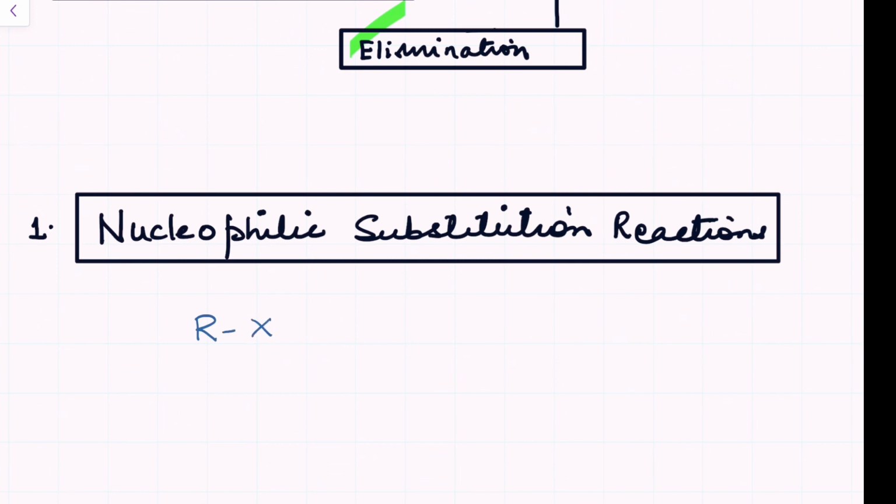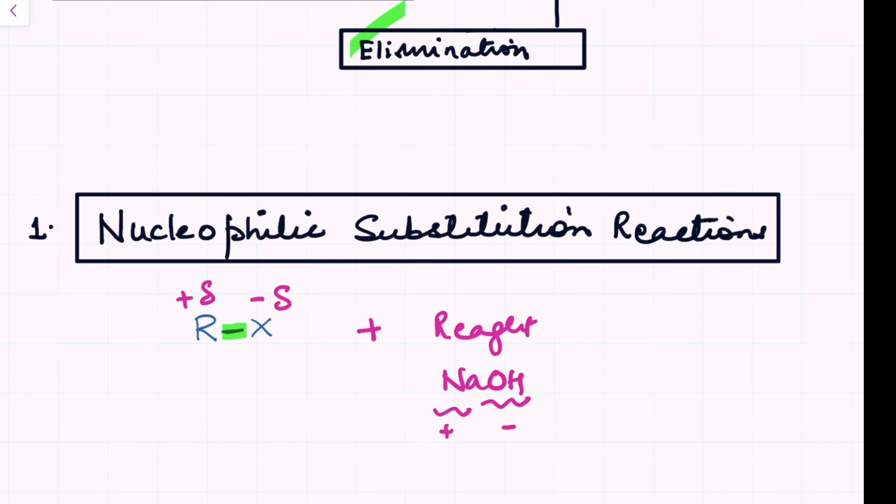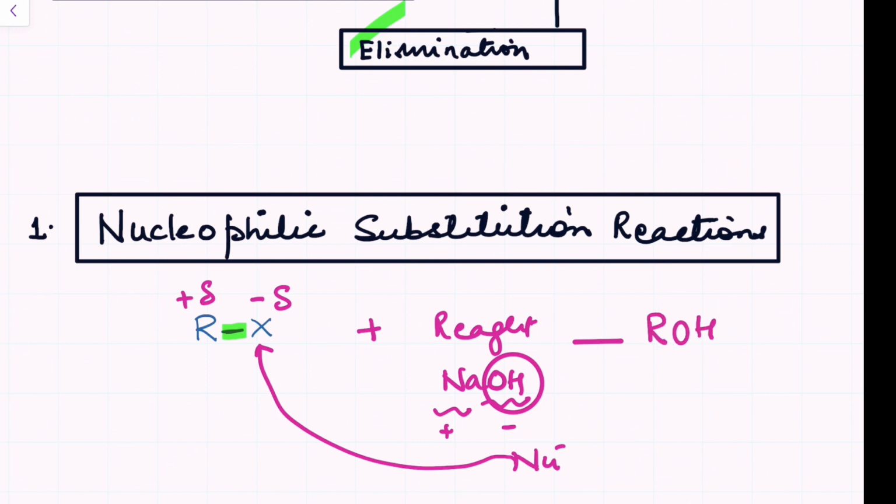As we were doing the polarity of the R-X bond, we know this is a covalent bond. X gets partial negative charge, R gets partial positive charge. So if we take any reagent, something like NaOH, which will have a positive part and a negative part, this will act as a nucleophile. Whichever is the nucleophilic part, the halogen will be displaced by that, and what you will get is ROH and NaX.